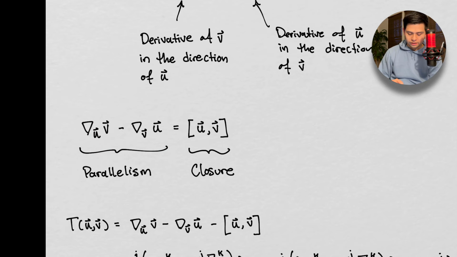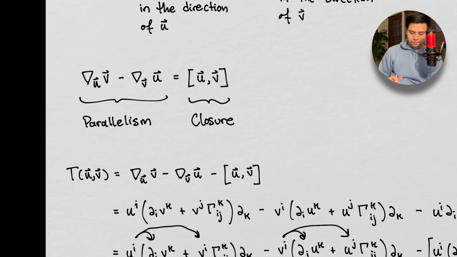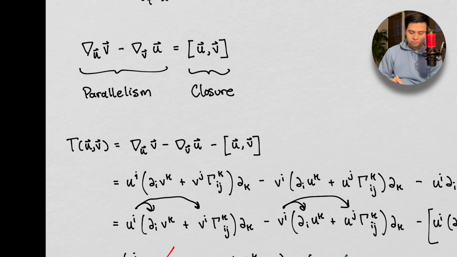I sort of rewrote this already. If we bring this to this side of the equation, then we get something that looks like this, and we're going to define this whole thing to be the torsion. So this is the parallelism minus the Lie bracket, which is going to give us torsion. So if torsion equals 0, then we get this case. And if this equals 0, then we get the case in which this holds true.